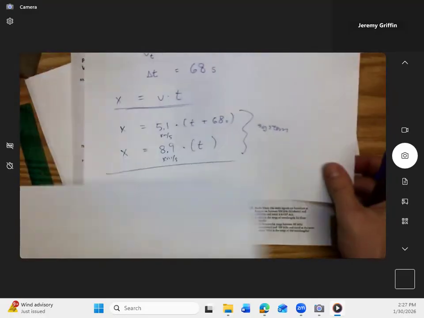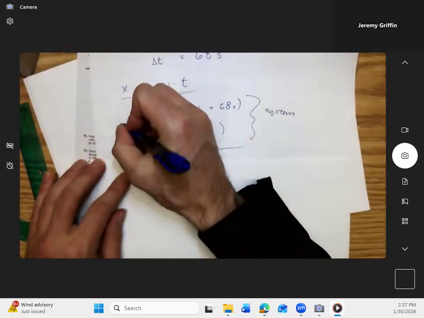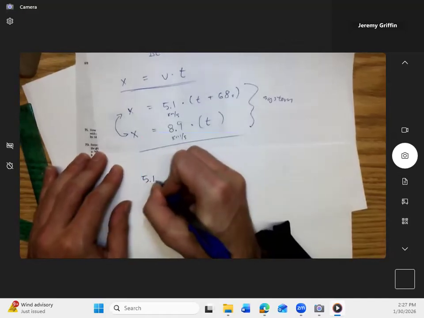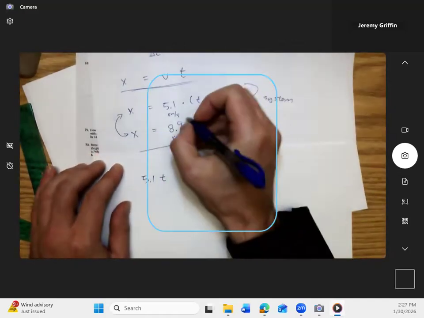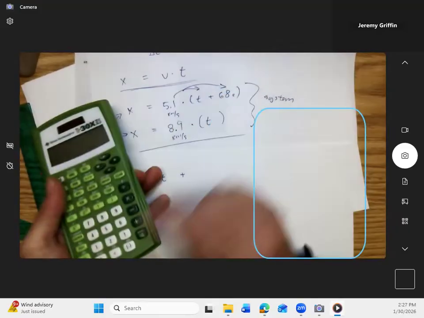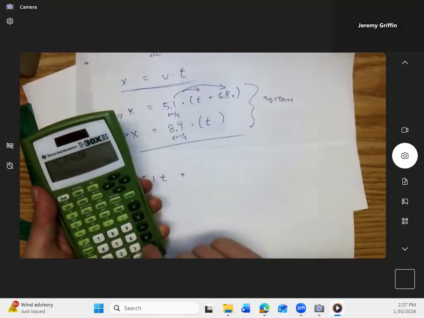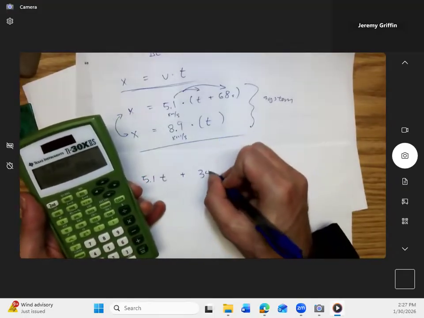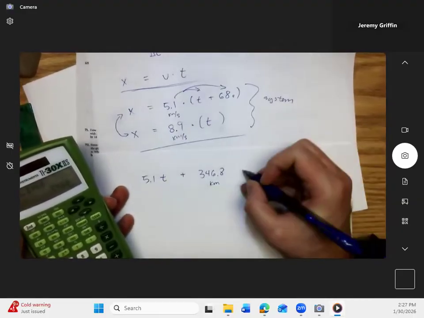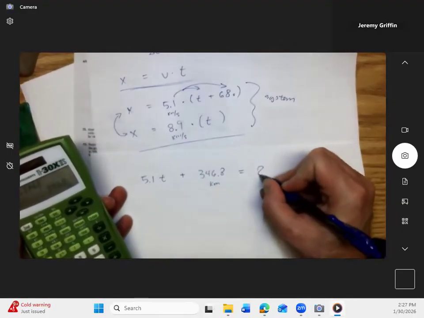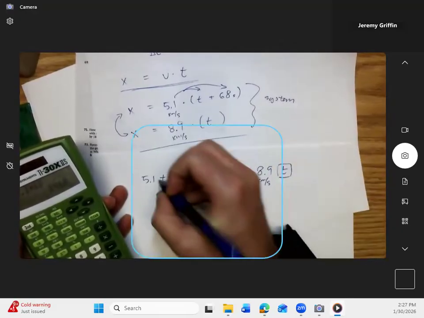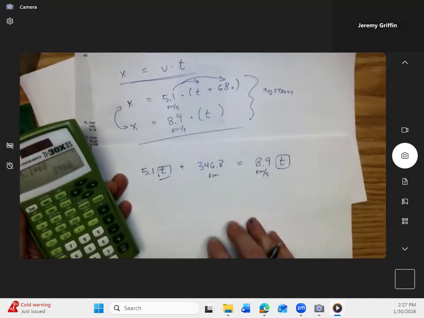Let's just solve the system. We got just enough time to solve the system right here. Guys, if x is equal to x, can I just set those equal to each other? Okay, so 5.1 t plus, I'm going to distribute this 5.1 while I'm at it. What's 5.1 times 68? That's 346.8. This would be kilometers at this point. Is equal to 8.9 kilometers per second times t. And then you guys can finish this off with algebra.